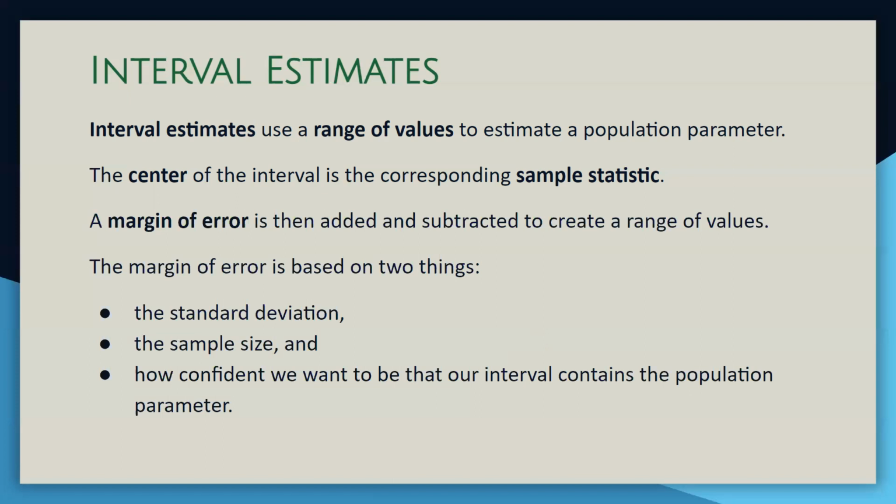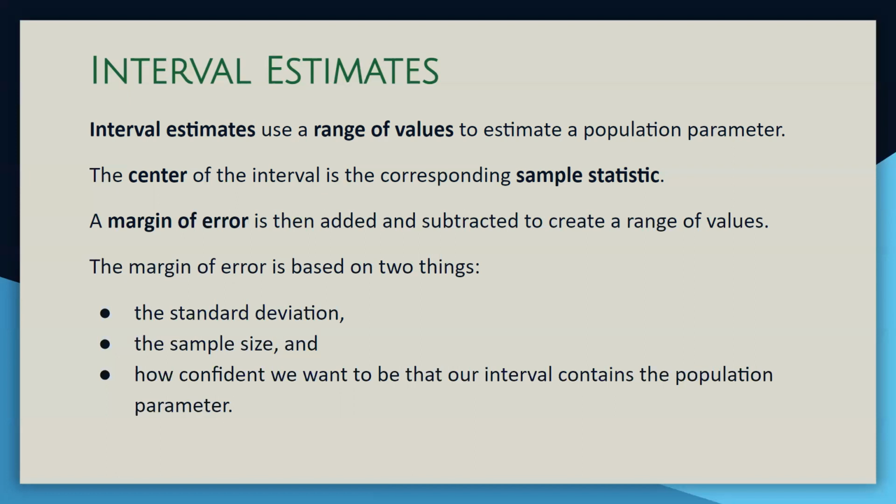So for standard deviation, the less variable the population, the narrower our interval will be, because when the data is more closely clustered around that mean, our data is more predictable. And so we don't need quite as wide an interval for populations that have a small standard deviation. For sample size, the bigger our sample, the more confident we will be in our answer. So bigger samples usually require smaller intervals.